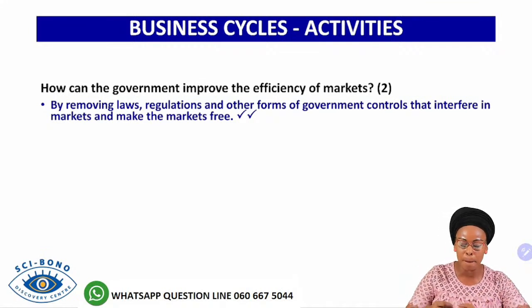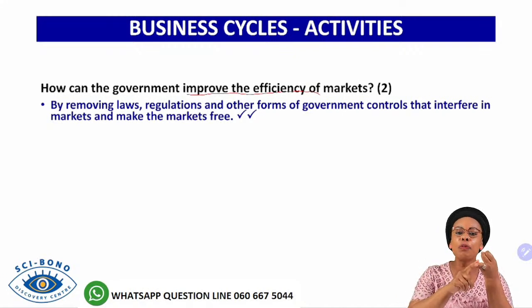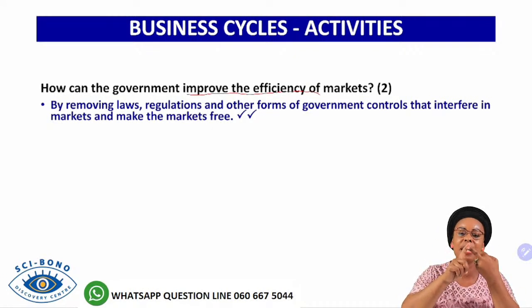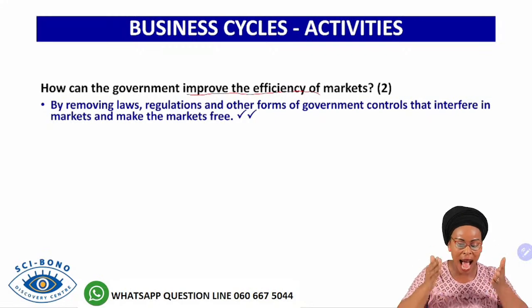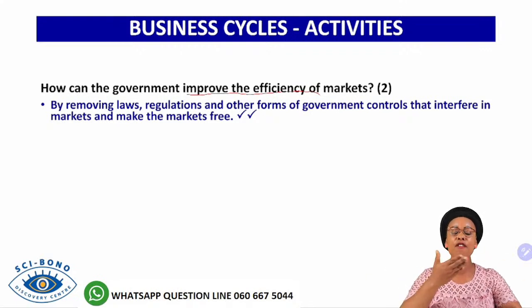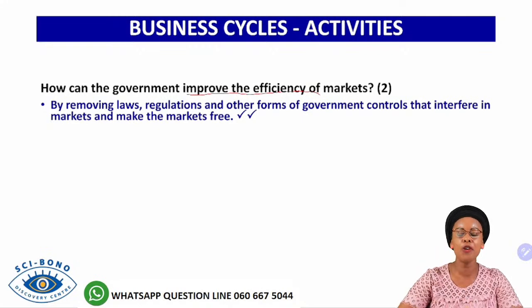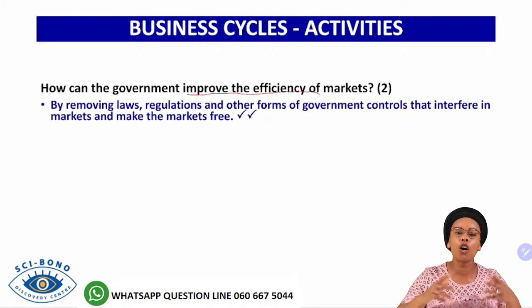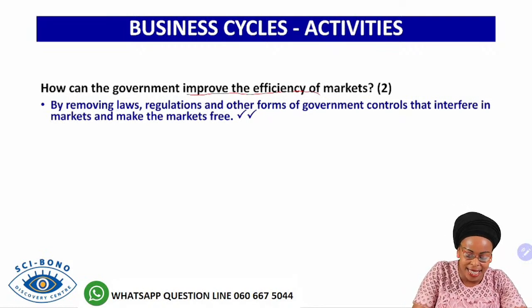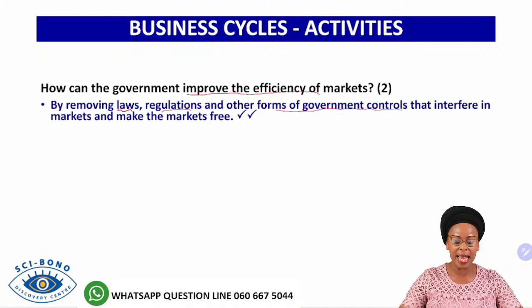Because we want to improve, he mentioned that under the supply side policy, production costs can be reduced, efficiency of inputs can be improved, and efficiency of markets can be improved. So for now, we want to know how the government can improve the efficiency of markets. Through deregulation. But if you say through deregulation and you stop there, you cannot get your 2 marks because your sentence is not a full sentence. You can say through deregulation, or through reduction of laws and regulations and other forms of government controls that interfere in the markets and make the markets free.